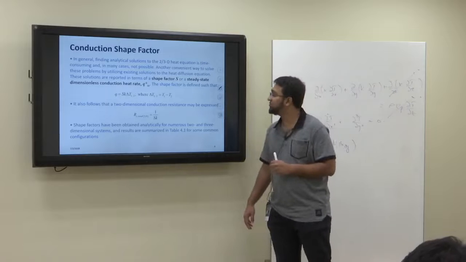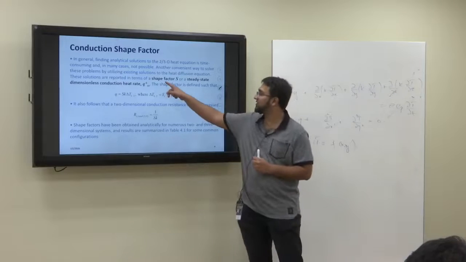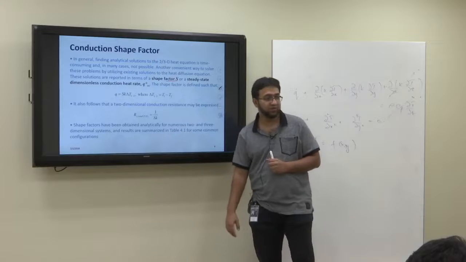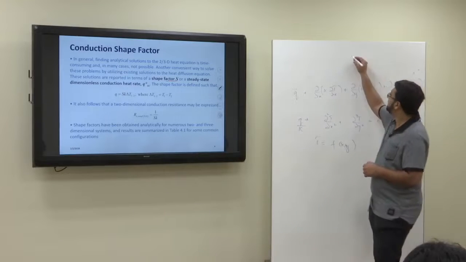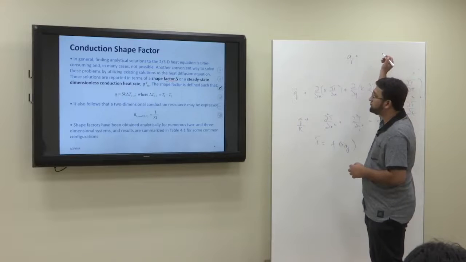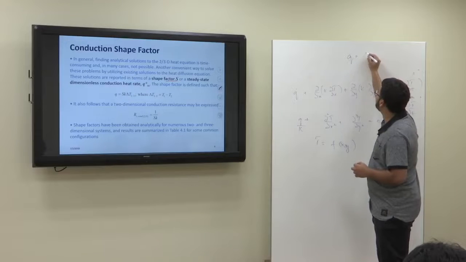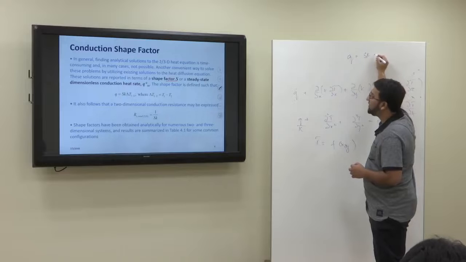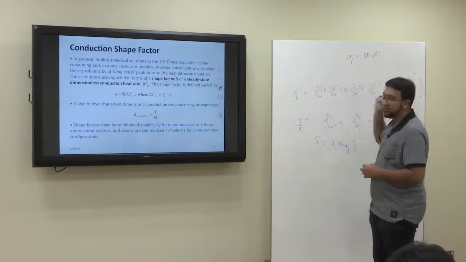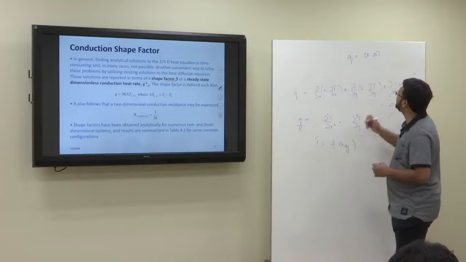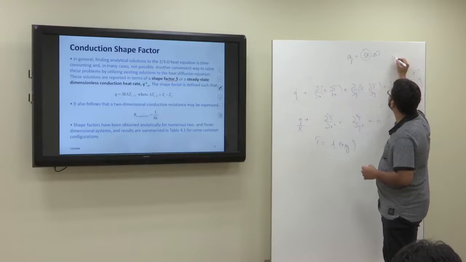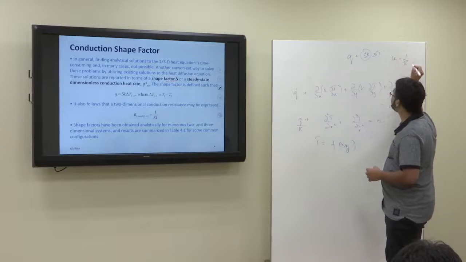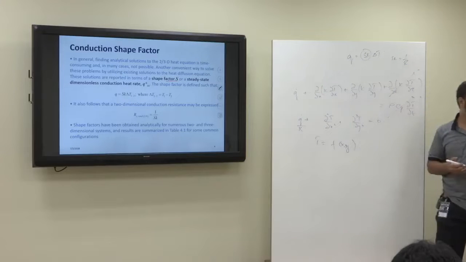In the approximate solution, what we find is the shape factor. So basically, we have Q equals S_k delta T. Now S_k, we consider it as similar to resistance. So S_k is equal to 1 upon resistance. Okay. S_k is the shape factor.